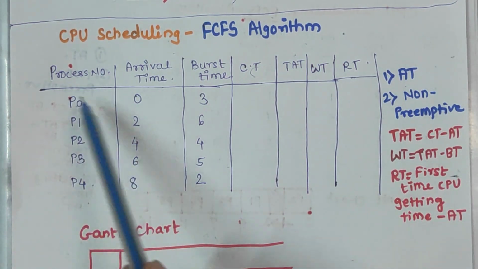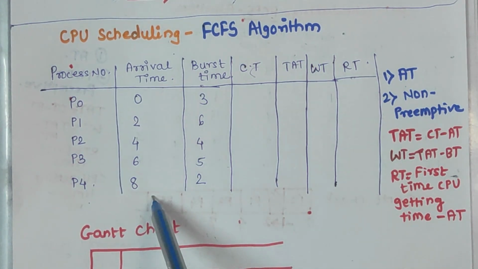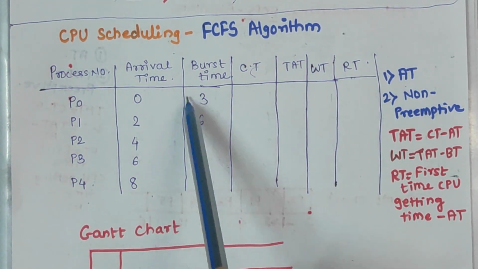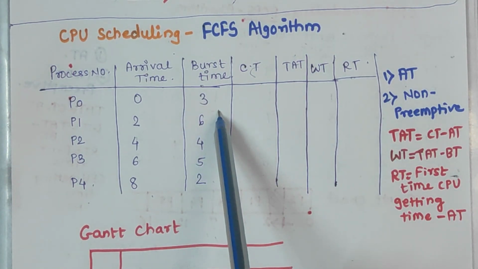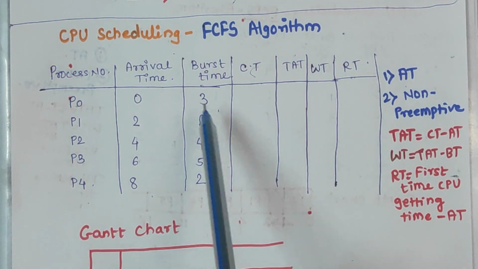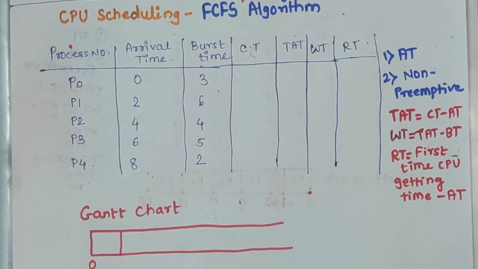We are provided with the process numbers. Total 5 processes are there. The arrival time we are provided with, and again we are provided with the burst time. Burst time is the time that is required for the process to complete its execution. And we solve this problem with the help of a Gantt chart.